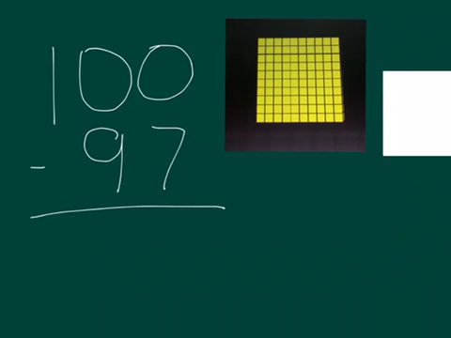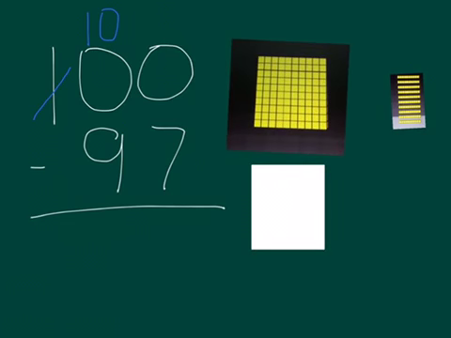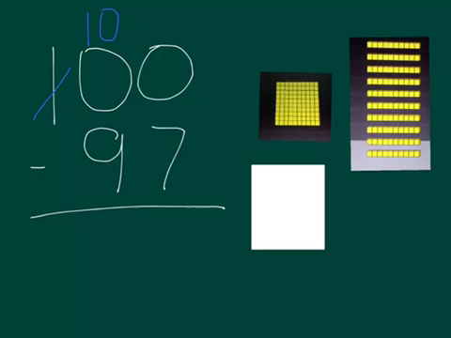So when I remember our rhyme, look at the floor. There's more on the floor, go next door. I can't go next door. I have to go next door again. And what that will look like is I'm going to take my 100 flat and I'm going to turn it into 10 tens. So my 100 flat, if I broke it apart, I would now have 10 tens.